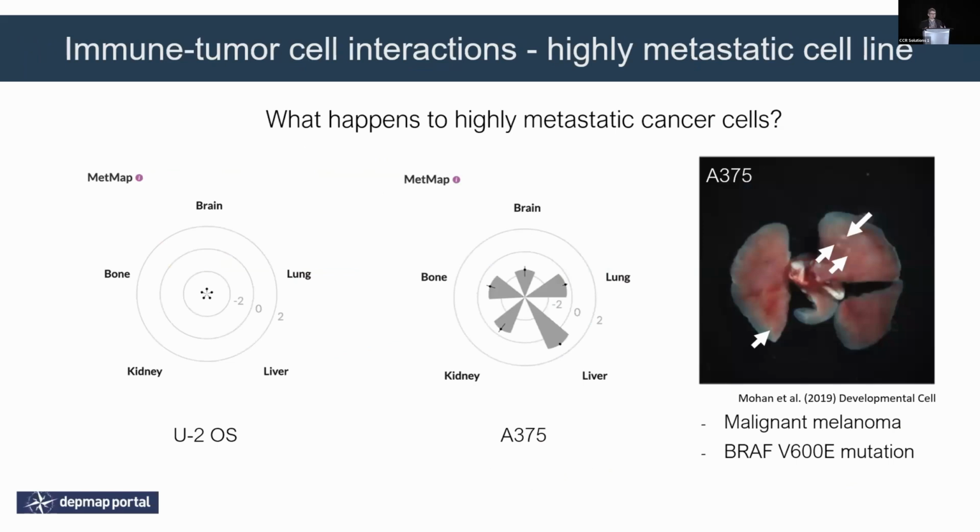Now we were wondering, okay, I presented you U2OS osteosarcoma cells. And if you look at the DepMap portal, those cells do not metastasize very well, so they have a very low score. But what happens if we now put a very highly metastatic cancer cell line in our zebrafish model? I wonder if you can guess, as I play the next movie.